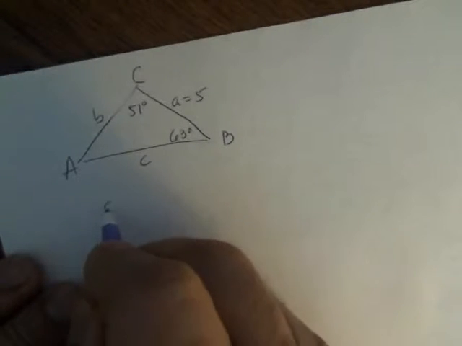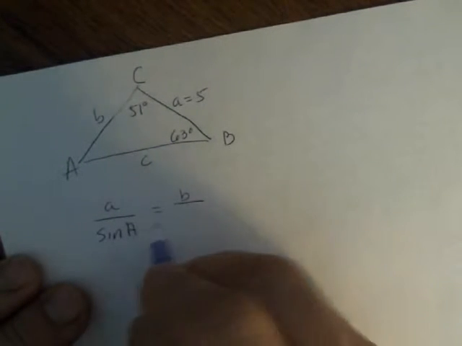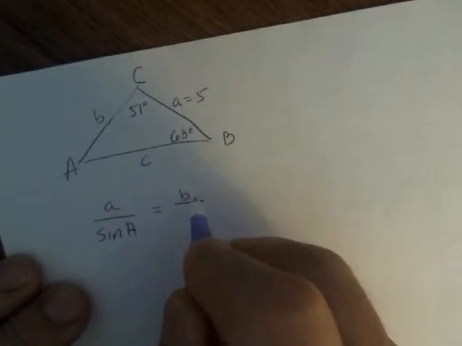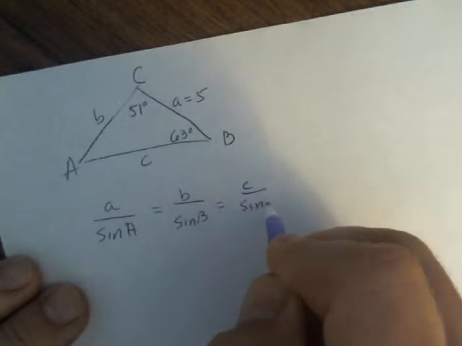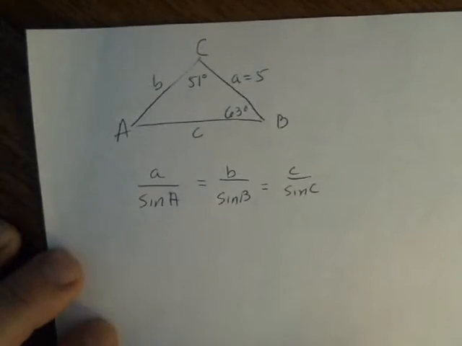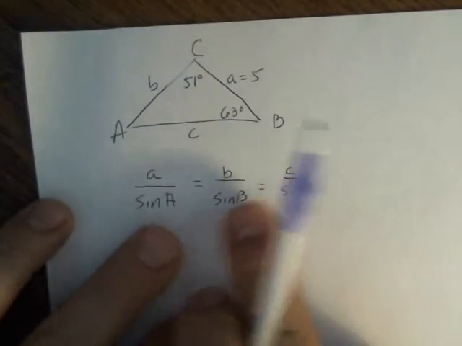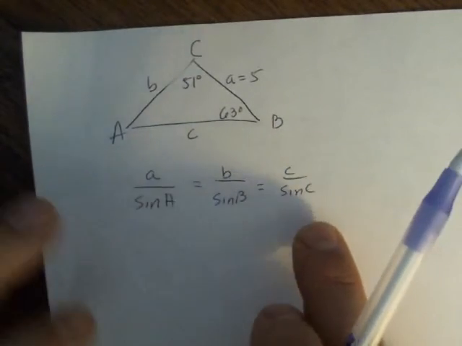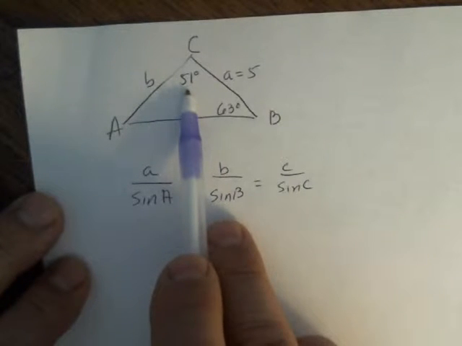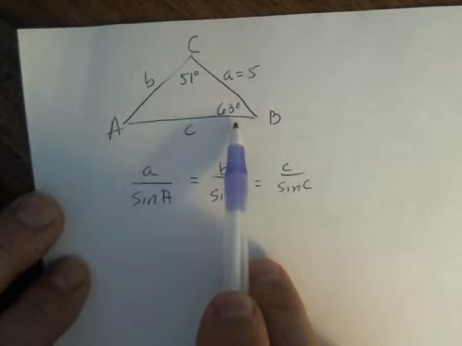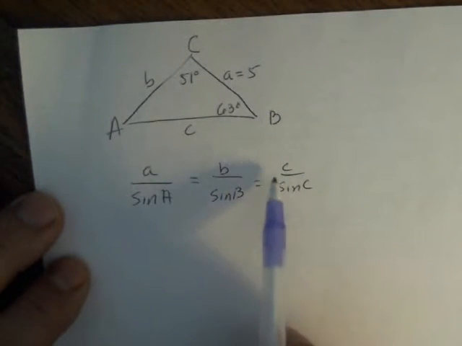So don't forget, your formula is a set of proportions where side A over the sine of angle A equals side B over the sine of angle B, which equals side C over the sine of angle C. So what you've got to do is create one proportion, whatever combination you look at, that has your measurements. If we look at this triangle here, we know angle C, we know angle B, and we know side A. So right now we're having trouble.